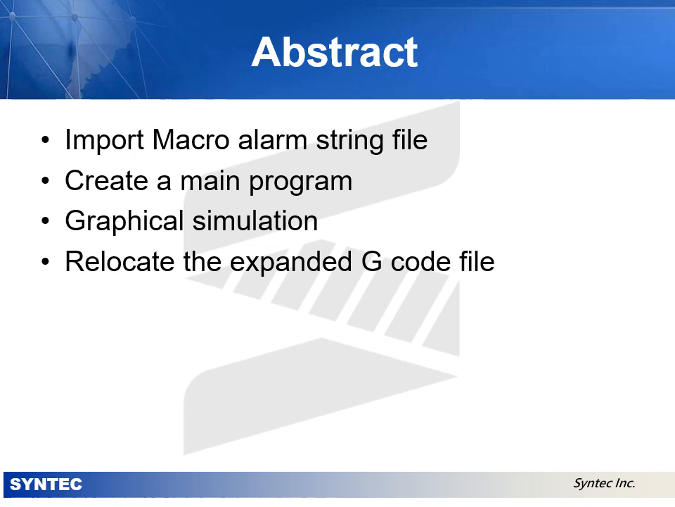The procedure involves putting macro alarm strings into the simulator, creating a new main program, and finally using a graphical simulation. To verify that your subprogram function is correct, users should pay attention to the different positions of the expanded G code in different stages.